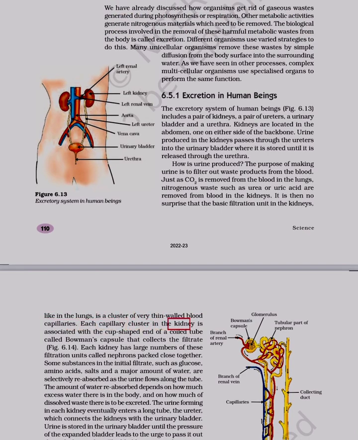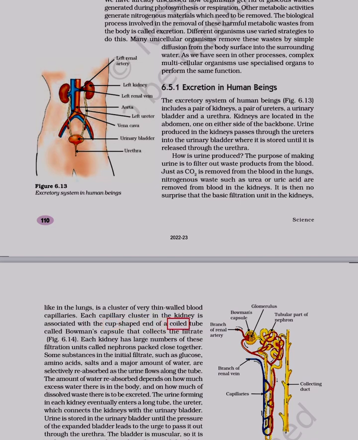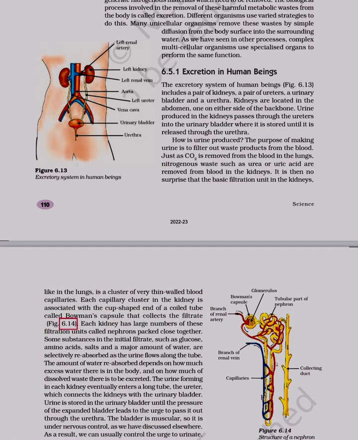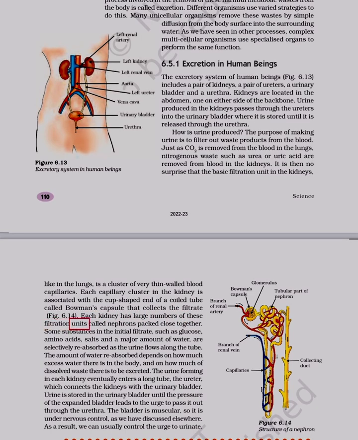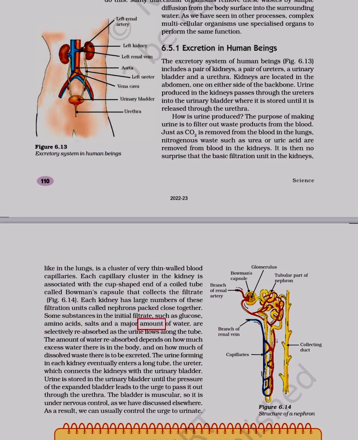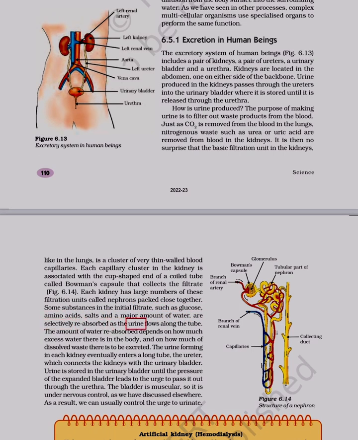Each capillary cluster in the kidney is associated with the cup-shaped end of a coiled tube called Bowman's capsule that collects the filtrate. Figure 6.14. Each kidney has large numbers of these filtration units called nephrons packed close together. Some substances in the initial filtrate, such as glucose, amino acids, salts and a major amount of water, are selectively reabsorbed as the urine flows along the tube.